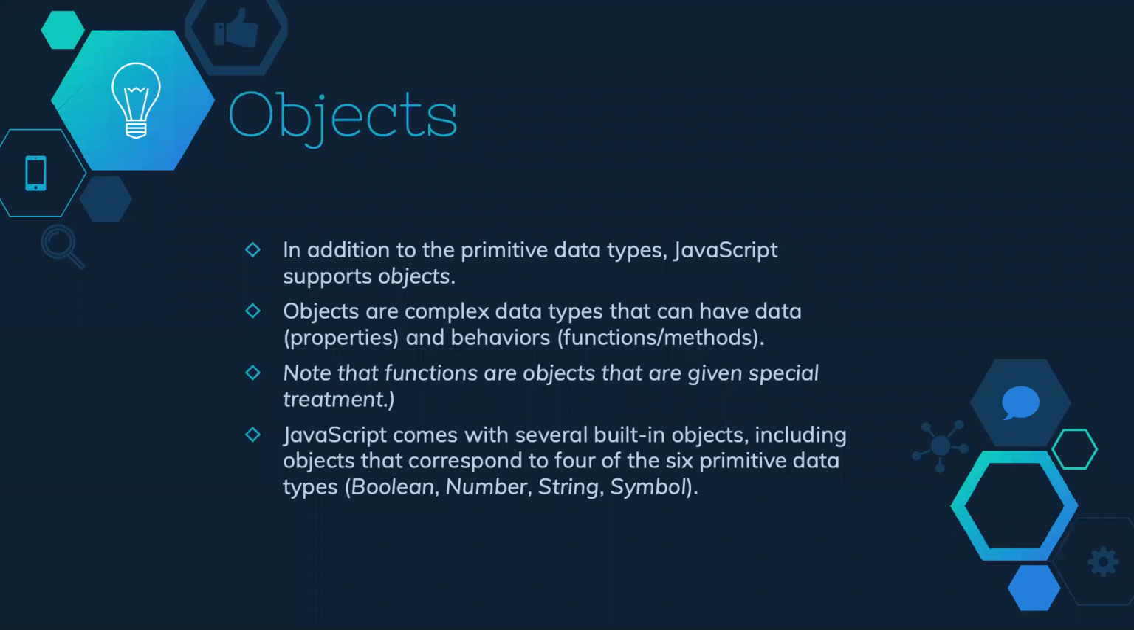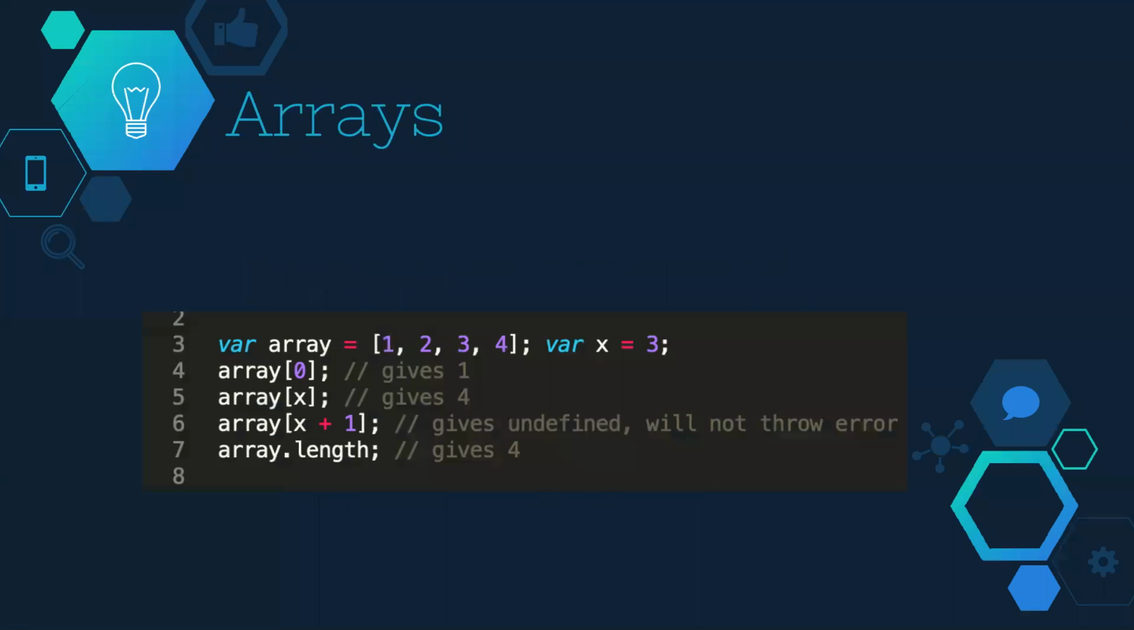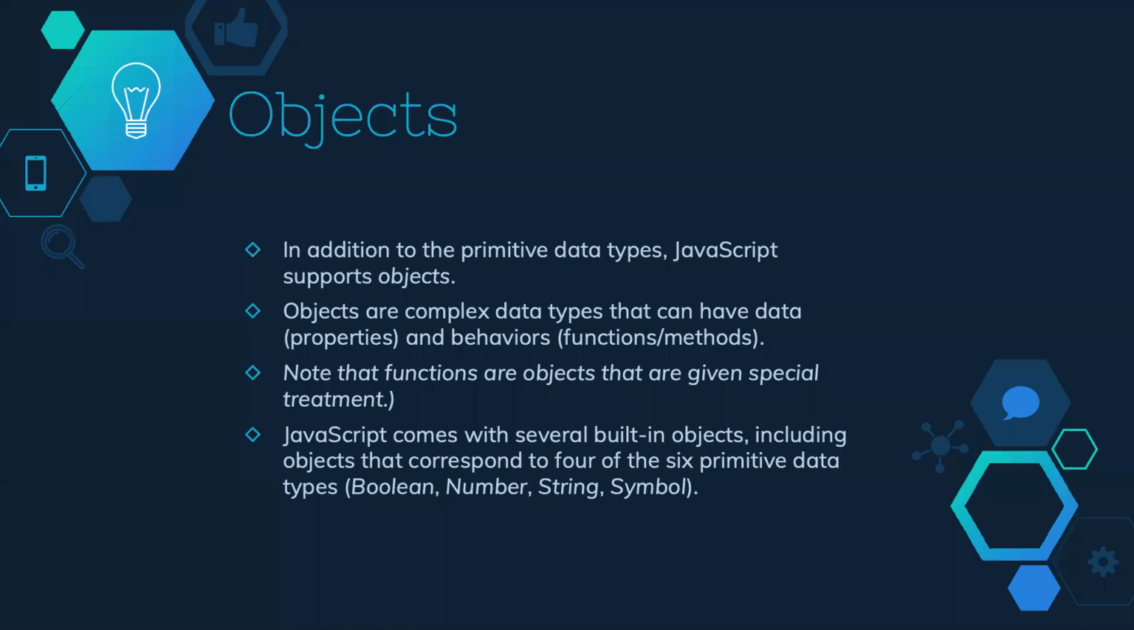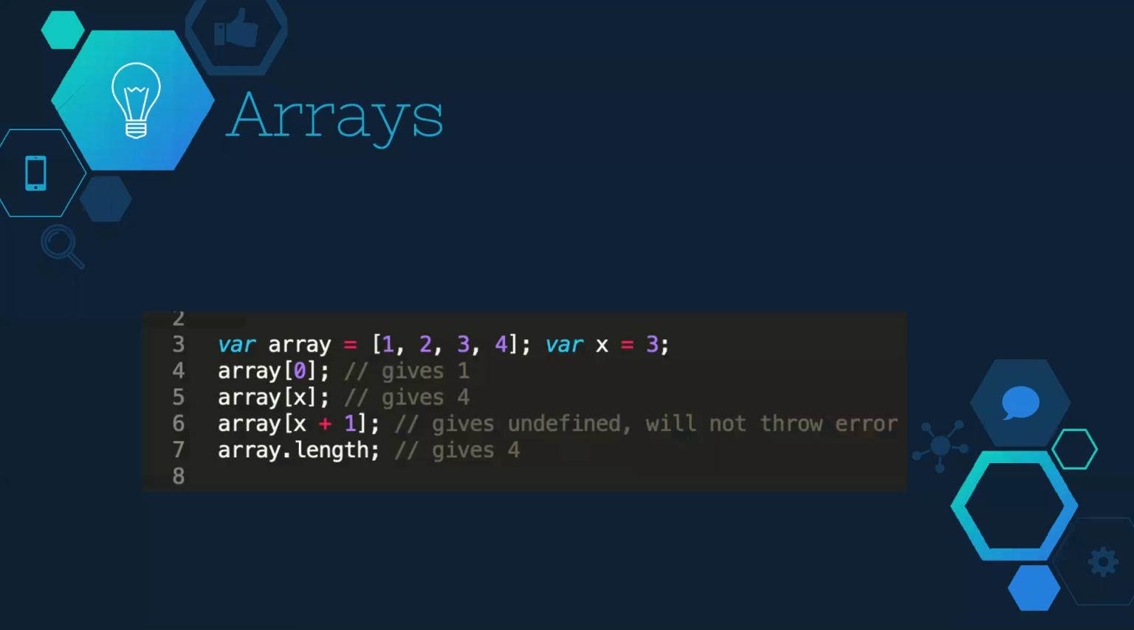So functions are objects that are given special treatment. JavaScript comes with several built-in objects that correspond to 4 of the 6 primitive data types. For example, you have Boolean, number, string, symbol, and so on. Okay, so I'll slide through this so that we can work on our examples.